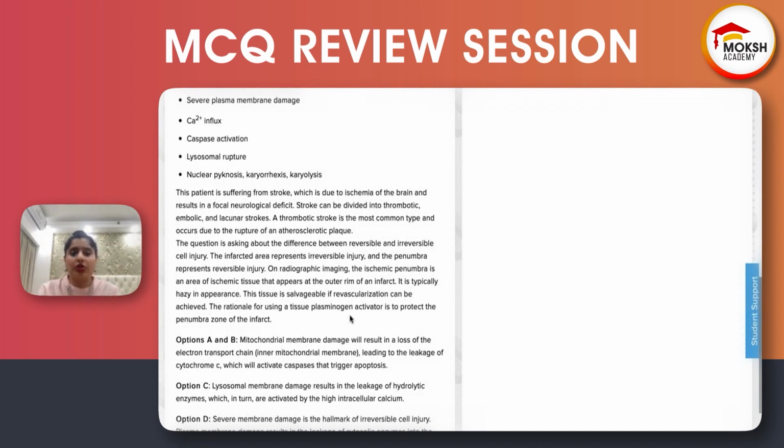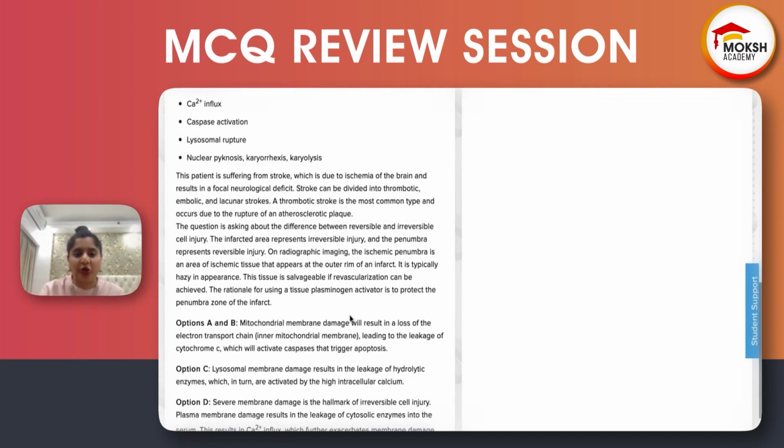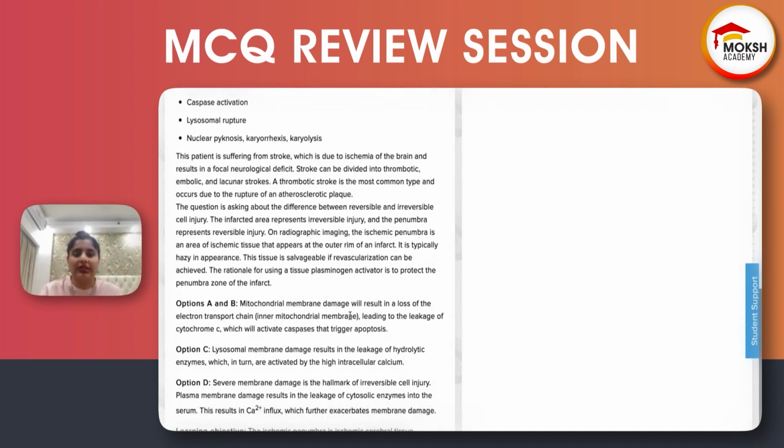On radiography, we get a CT scan done first to rule out whether it's ischemic or hemorrhagic. The ischemic penumbra is an area of ischemic tissue which appears at the outer rim of the infarct. So infarct will always appear as a hypodense lesion on your CT scans. But sometimes it so happens that within a few hours, even if there's an ischemia, it will not be shown on a CT. That is also possible. That's why we get another MRI done.